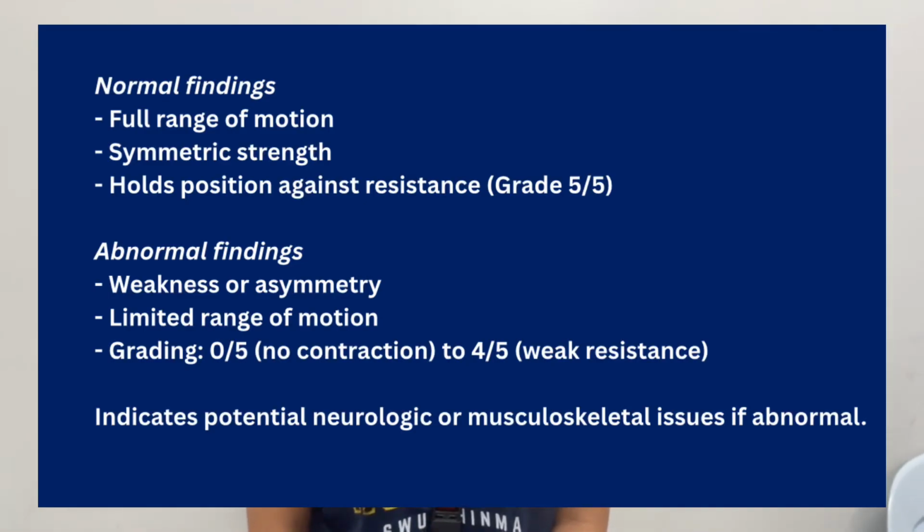Normal findings: full range of motion, symmetric strength, holds position against resistance with a grade 5 out of 5 must be present. And for the abnormal findings, weakness or asymmetry, limited range of motion, rating of 0 out of 5 with no contraction, 4 out of 5, or weak resistance indicates potential neurologic or musculoskeletal issues.